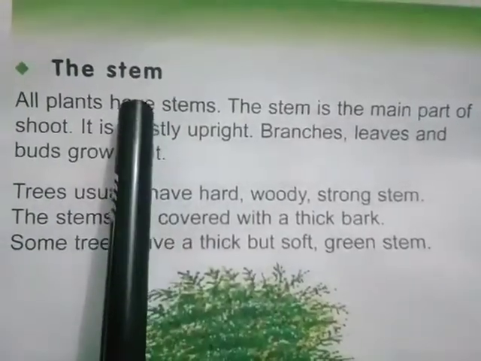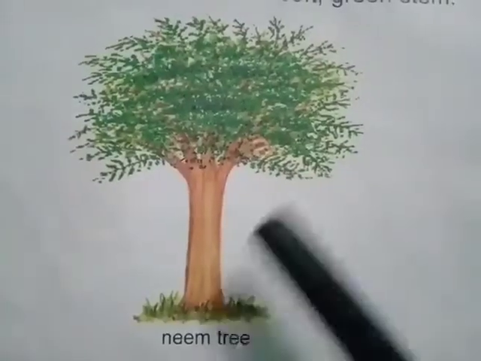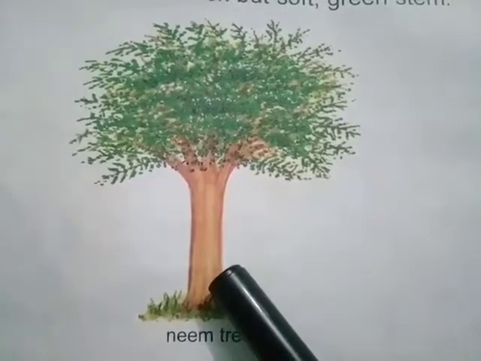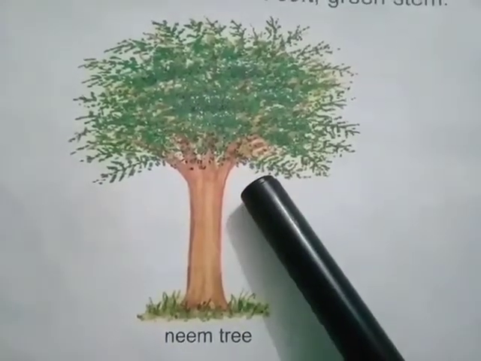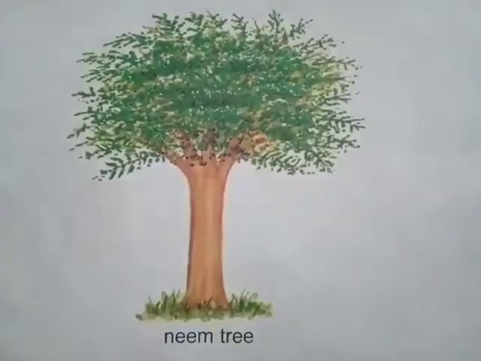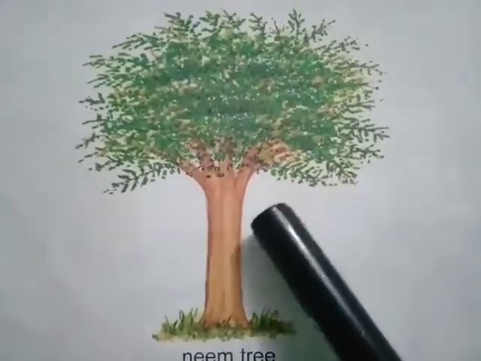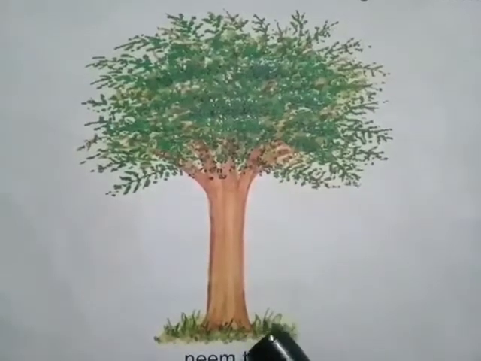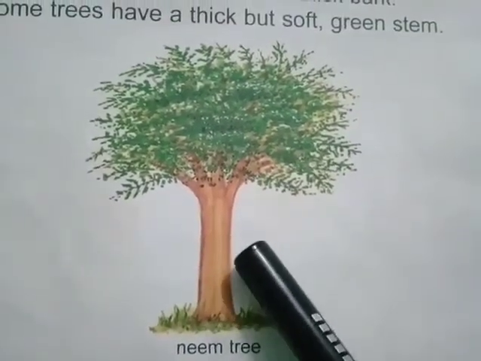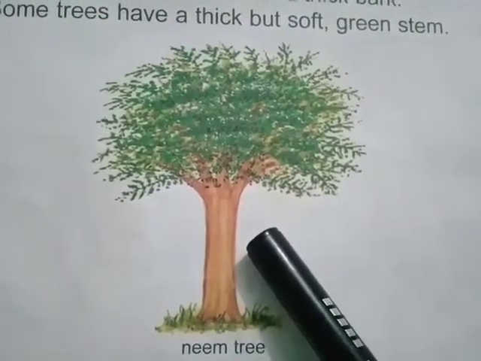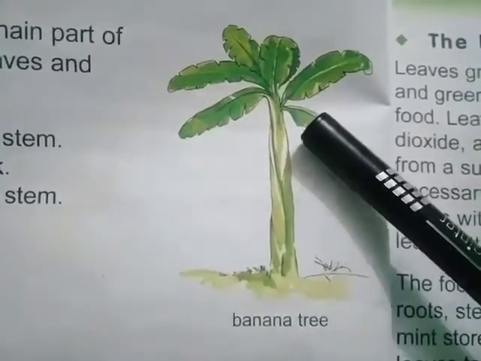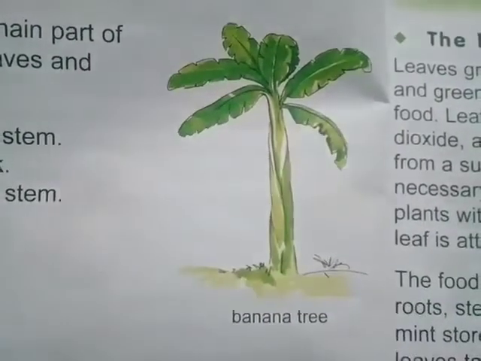The second part is stem. All plants have stem. The stem is the main part of the shoot. It is mostly upright. Branches, leaves, and buds grow on it. Look in the picture. Trees usually have hard, woody, strong stems. The stems are covered with a thick bark. Some plants have a thick but soft green stem, like the banana tree.